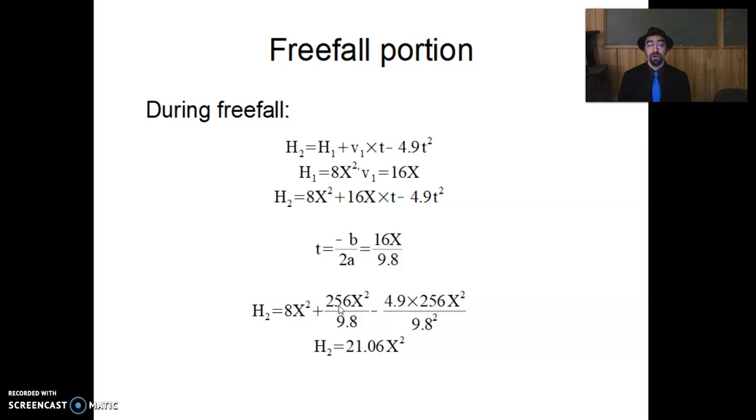And we can say, well, displacement formula again. h2 is going to be h1, the height that it reached at the beginning of the freefall portion, plus v1 times t, where t is the amount of time it's going to take between shutting off the engines and reaching its highest point. And again, v1 is the initial velocity at the start of the freefall portion, minus 4.9 t squared, right?